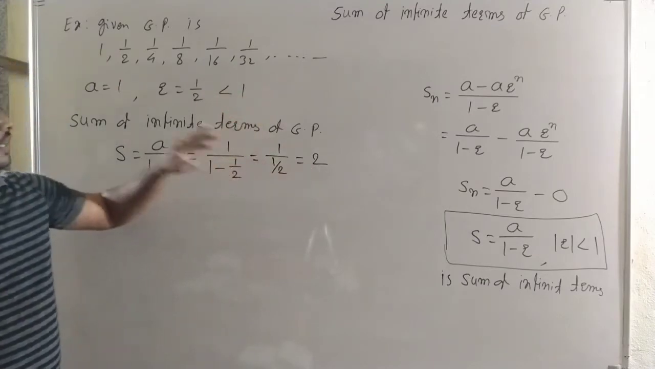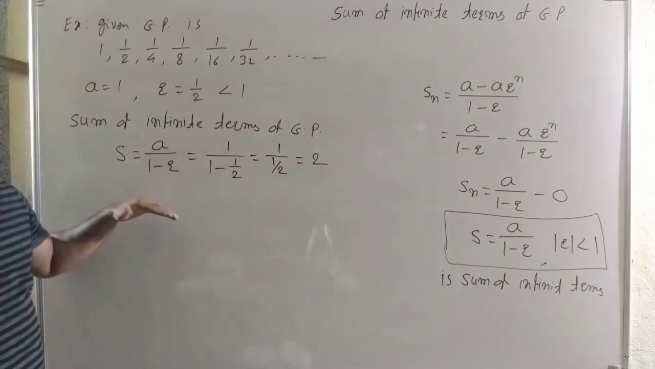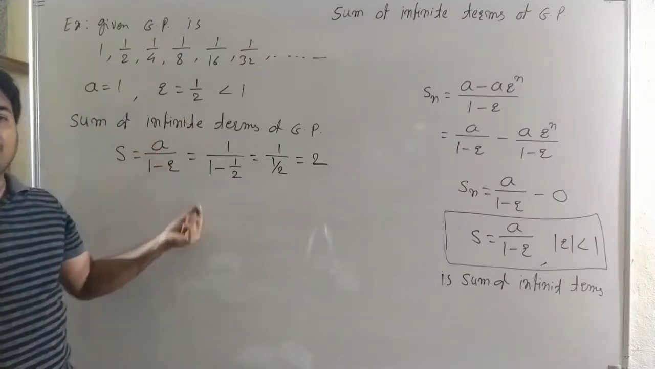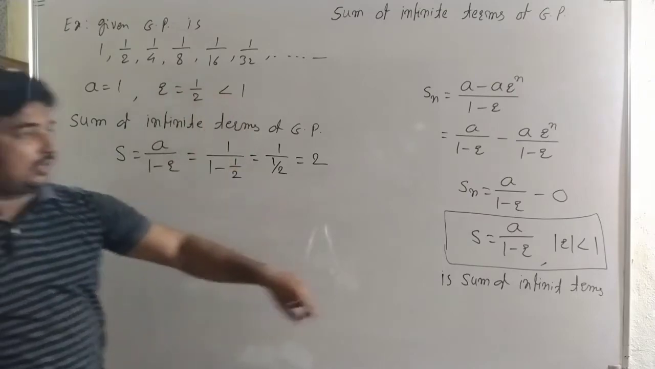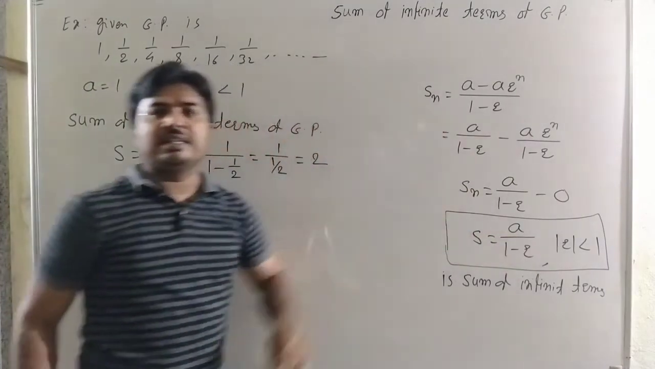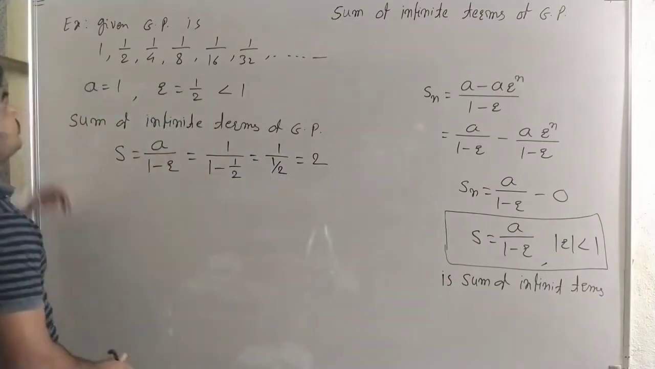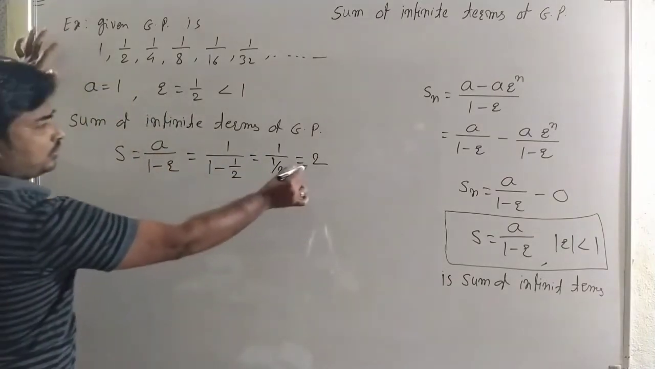See carefully this. The sum of the infinite terms we can calculate if this R is less than 1. Here it is a condition: R is less than 1. Now we see this geometrically. Here it is 1, and the sum here is 2.